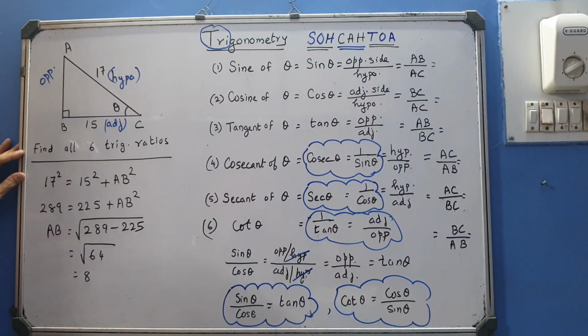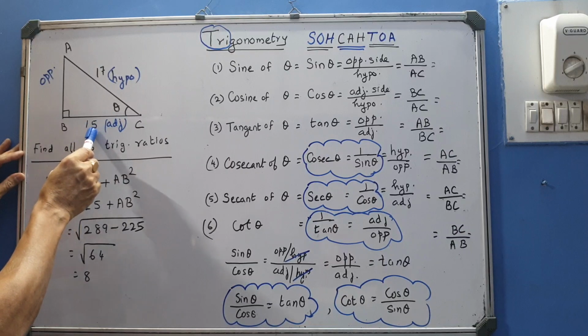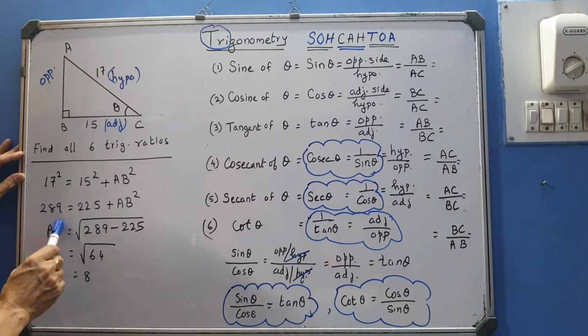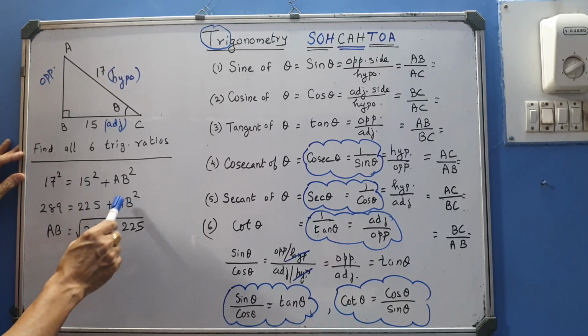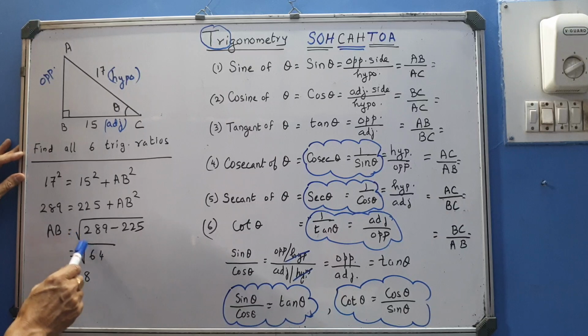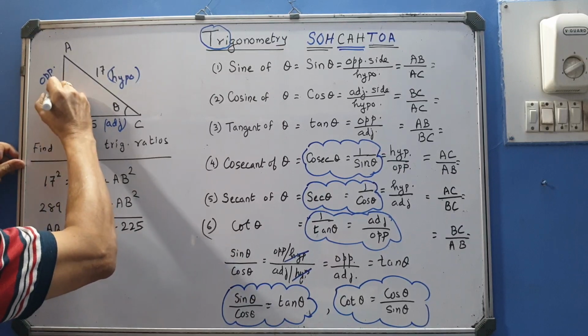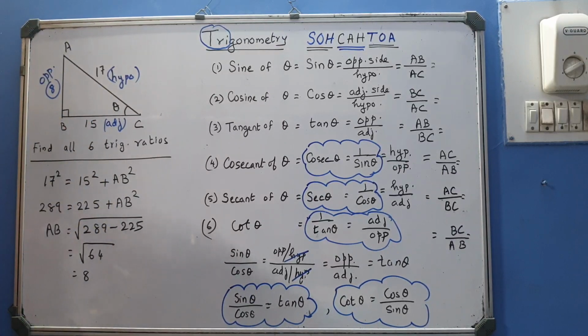So let's find out the third side. Which theorem has to be applied? Of course, Pythagoras theorem. Hypotenuse squared, that is 17 squared, is equal to base squared plus height squared. Base is 15, so 15 squared plus AB squared. 17 squared is 289, 15 squared is 225, plus AB squared. So AB is the square root of 289 minus 225, root of 64, which is 8. So with this we got the opposite side. Two sides will be given, and the third side you have to find out using Pythagoras.